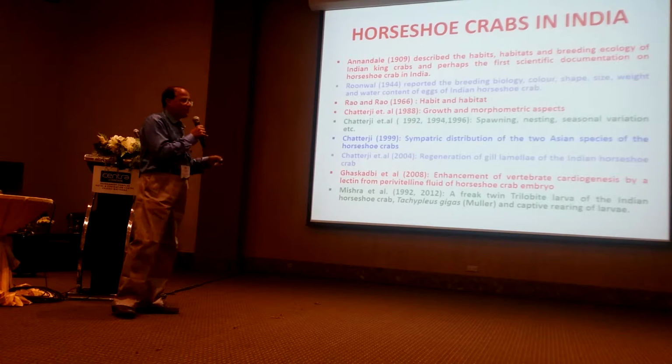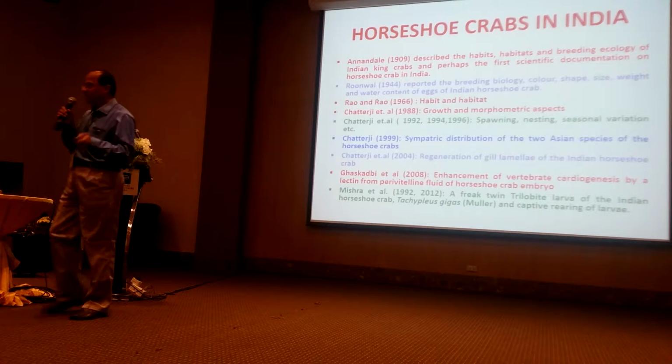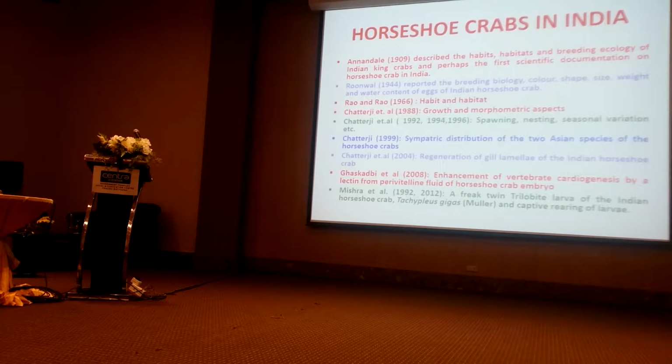And Rao and Ryan described the habitat and the systematic position of this organism. But a lot of work started from the 80s, 88 onwards. Chatterjee et al. studied growth and morphometric aspects. Chatterjee, 92, 94, 96, studied spawning, nesting, seasonal variation, and variation of hemolymph content.